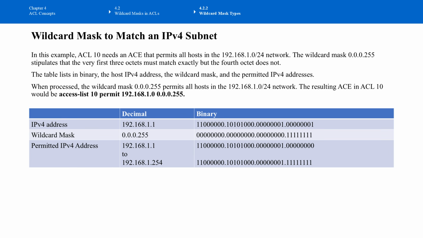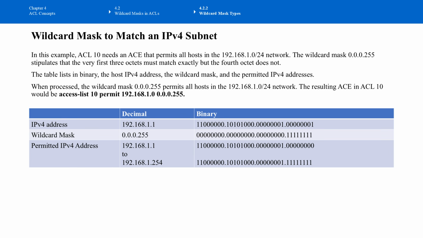The IPv4 address is 192.168.1.1. Its equivalent binary is on the right-hand side. And then the next row shows the wildcard mask. In this example, the wildcard mask is 0.0.0.255. Its equivalent binary number is shown on the right. So all the 0 bits are the bits that need to be matched. I colored them in orange. 1s mean ignored.